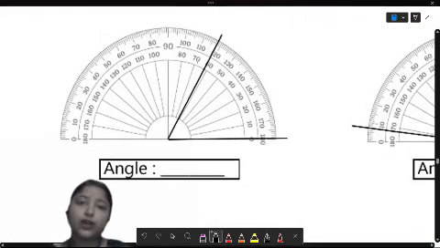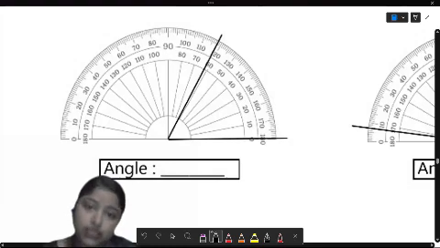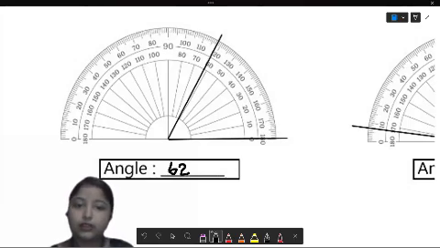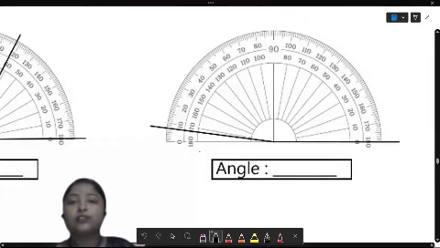So that's this one. It's more than 60 degrees. And how much more? It's two more than 60 degrees. So it's 62. Now, let's move on to the last of this.